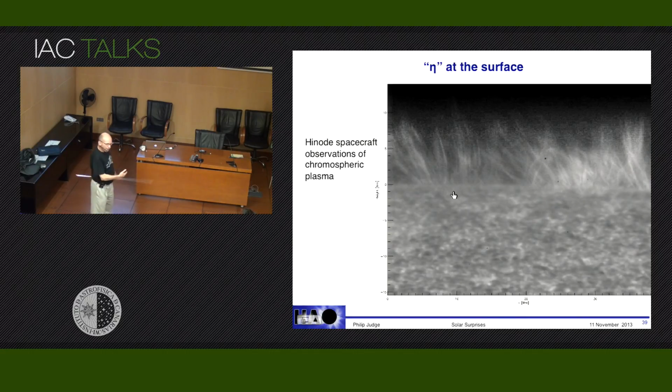That's not compatible with what people tell me is the diffusion rate of magnetic field in this system. There's a contradiction. Hooray, I love it when we get a contradiction, because that's the beginning of creativity in science.